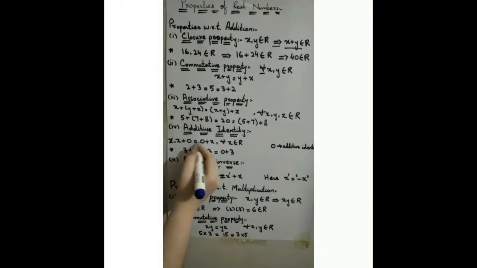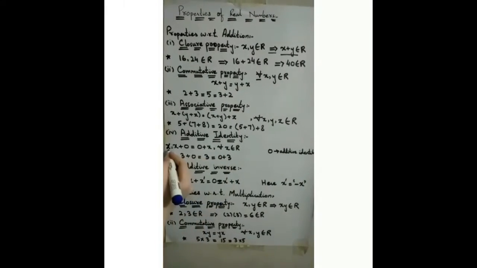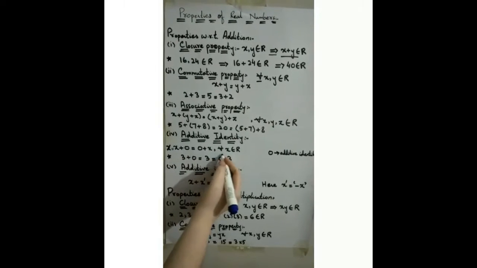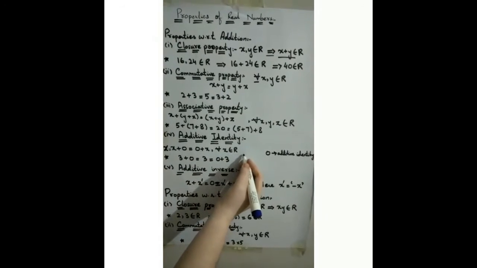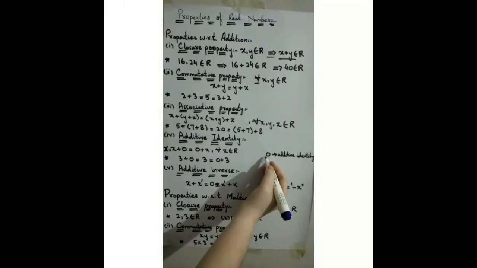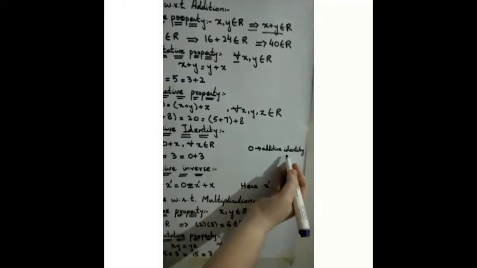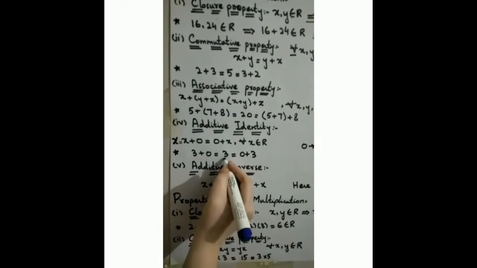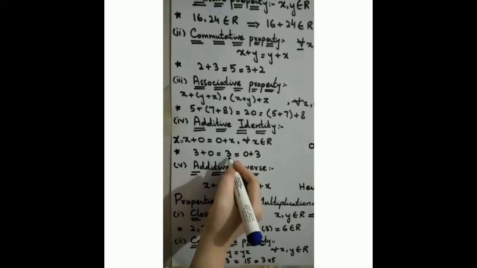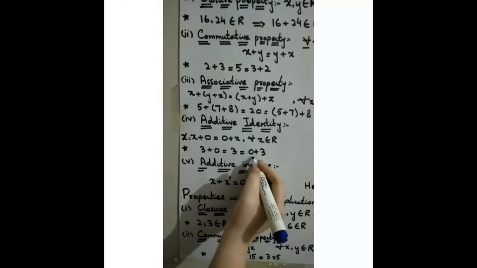Number 4 property, additive identity. There exists a number 0 which belongs to real numbers such that x plus 0 is equal to 0 plus x is equal to x for all x belonging to real numbers. This element 0 is called the additive identity. If I add 0 to any real number, the answer will remain the same. The real number 3 is equal to 0 plus 3. Both are equal.